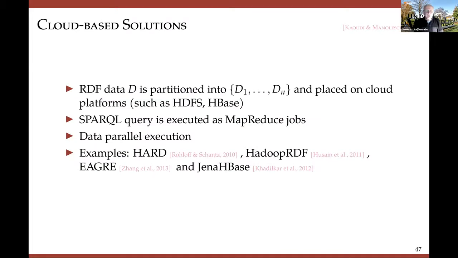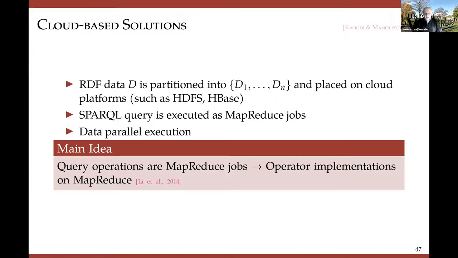The final category here is cloud-based solutions. Again, the RDF data is partitioned, and the SPARQL query is run as MapReduce jobs. This is really your typical data parallel execution. The main idea here is that query operations are MapReduce jobs. And so you need to have a MapReduce system that implements all of the relational operators that you might be using in this processing. And as I said, you typically do edge-based partitioning here.